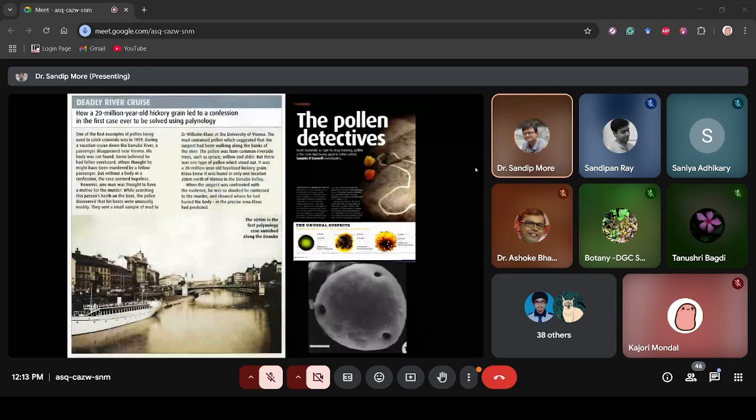This is the story where palynology was first used in solving a forensic problem, in 1959. It is the example where forensic palynology was first applied. What is the story? In 1959, during a vacation cruise down the Danube River in Austria, a passenger disappeared from the cruise ship, and they did not find the body of the passenger. They searched for his body. They did not find it.